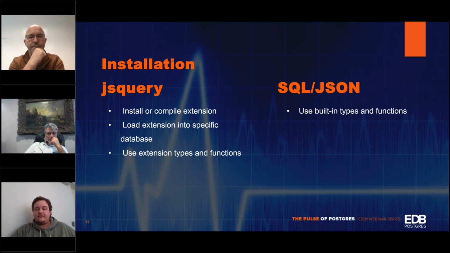But for SQL JSON, as I said, it's built into Postgres. If you've installed Postgres 12, there are no extra steps to do. It's part of Postgres. You don't have to create an extension. It's not an extension. And the data types and the functions and the operators are just available from the off.